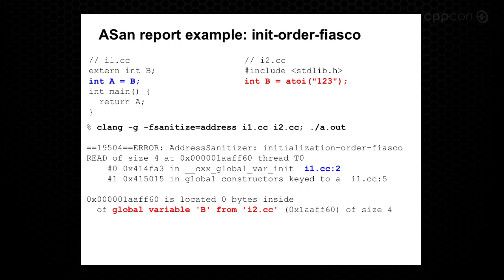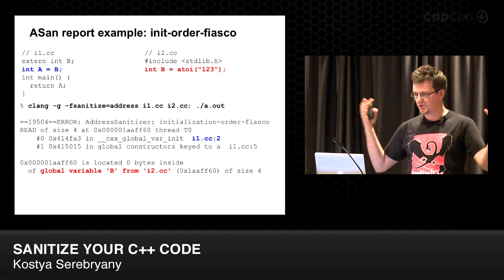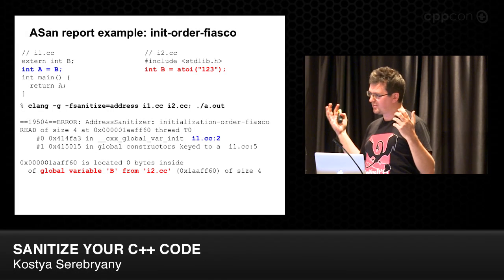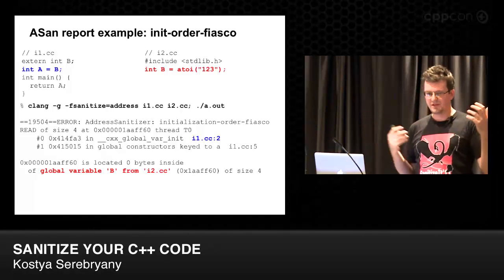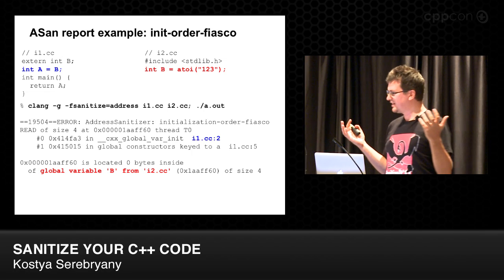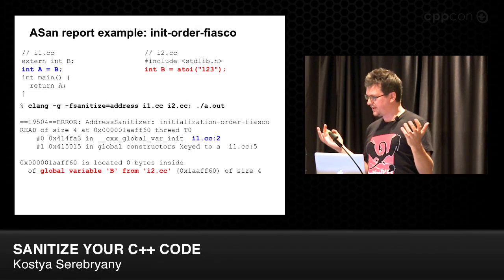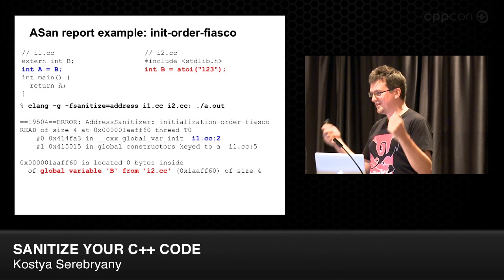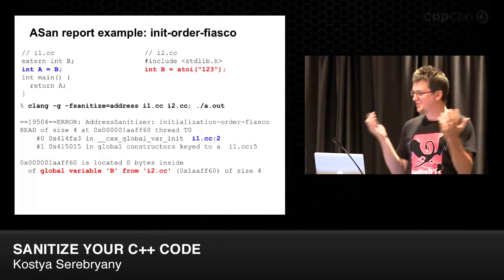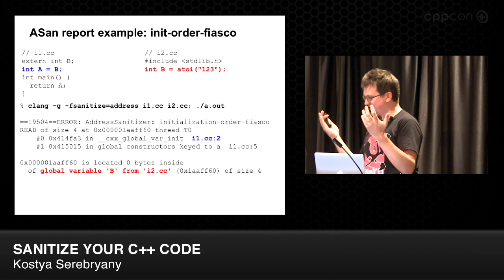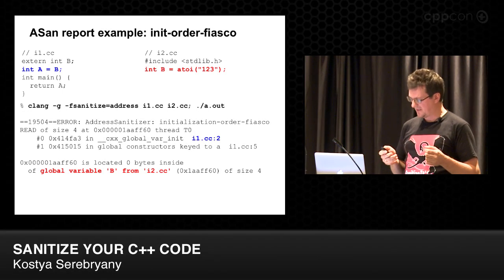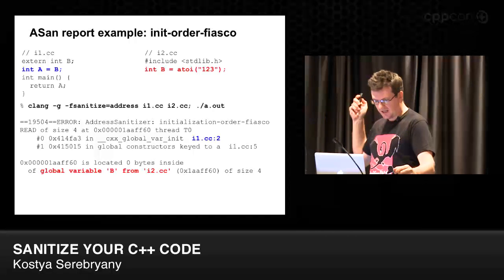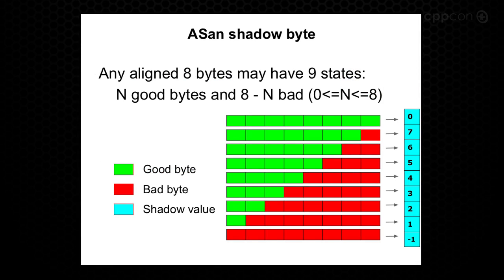Another interesting set of bugs, we call them initialization order fiasco. When you have two C++ or C modules, and you have two globals in them, one of the globals may depend on the value of the other global. This is undefined behavior. And it is often surprising to people, like, why does my program depend on the order of linking the files, right? We can detect this. Memory leaks are boring. We can detect them.